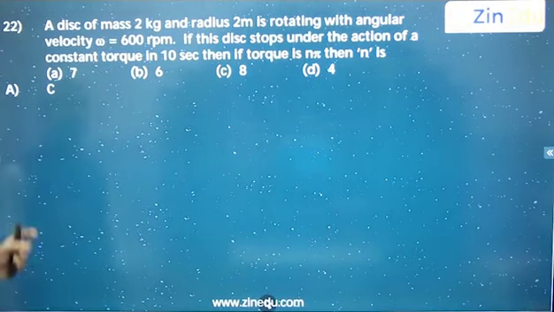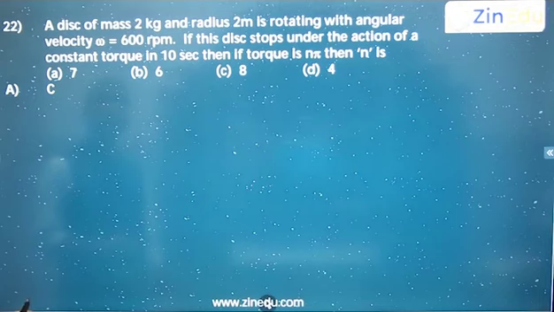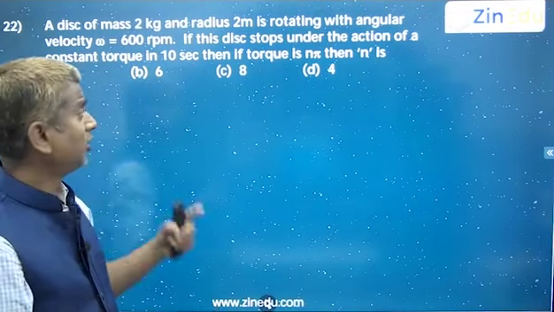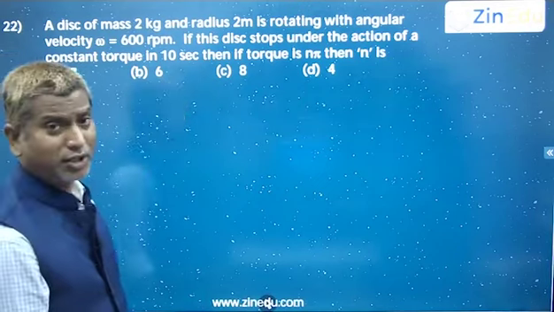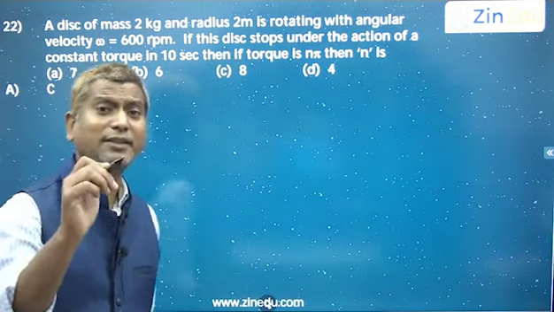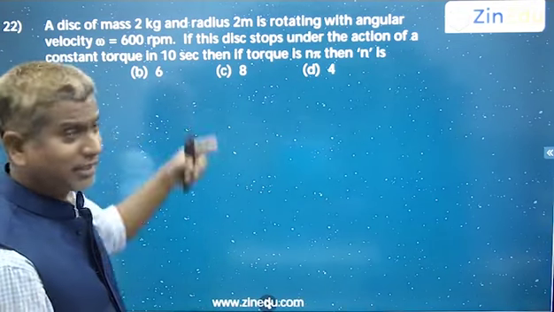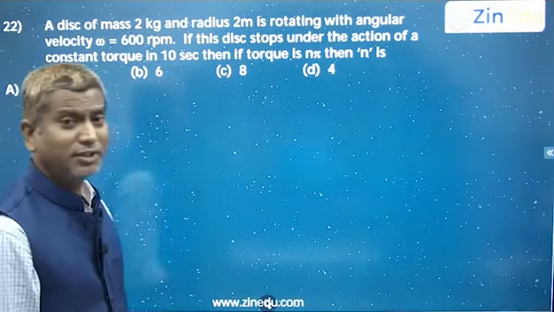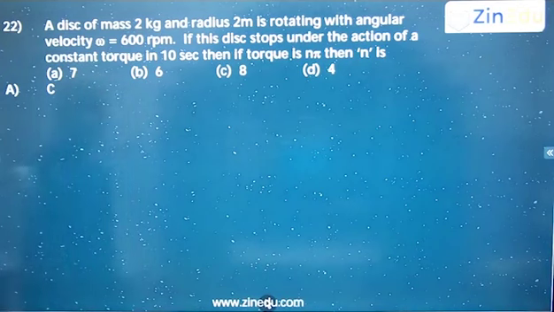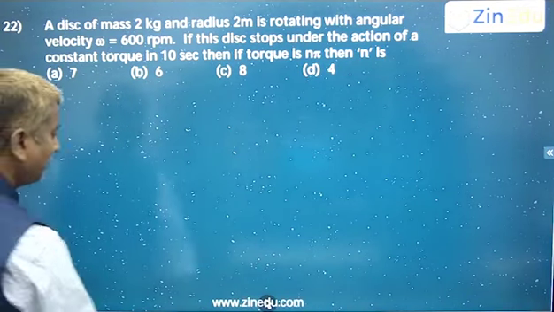Right. Here, a disc of mass 2 kg and radius 2 meters is rotating with an angular velocity of 600 rpm. If this disc stops under the action of a constant torque, it is already rotating at some omega. Now it is stopping under a constant torque. When torque is constant, angular acceleration is also constant. So under the action of a constant torque, in 10 seconds, if it is stopping, what is the torque? Okay. So you need to get the value for the torque.